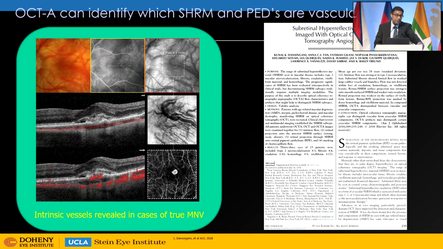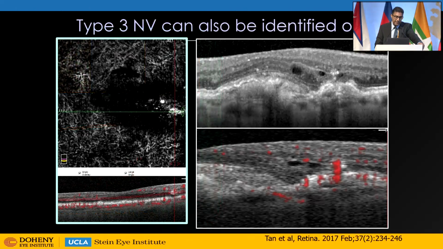And so, I talked about the importance of identifying SHREM. But SHREM can be from many sources. It doesn't always have to be neovascularization. It could be the exudation, the hemorrhage associated with the neovascularization. And this is where OCT angiography can improve the specificity of structural OCT by identifying the actual intrinsic vasculature.